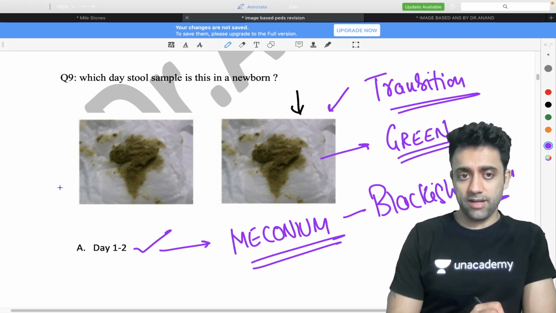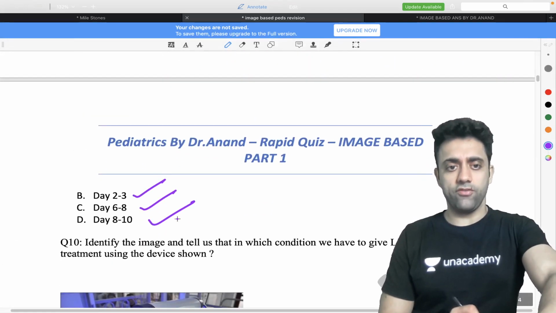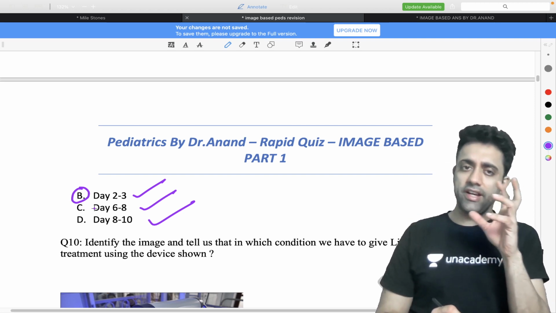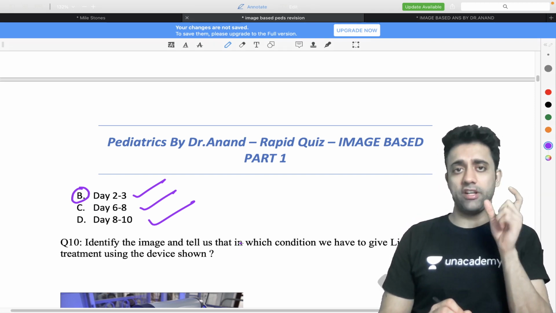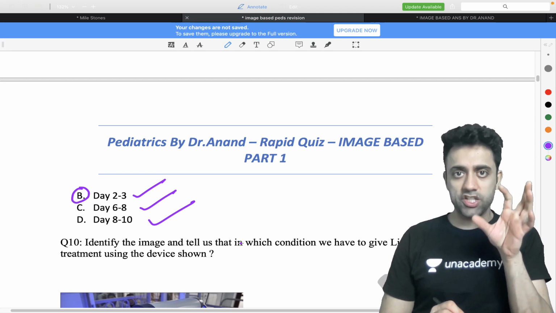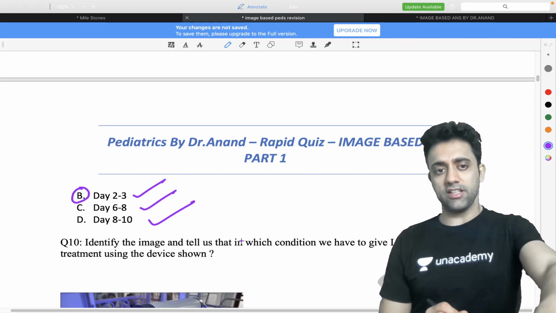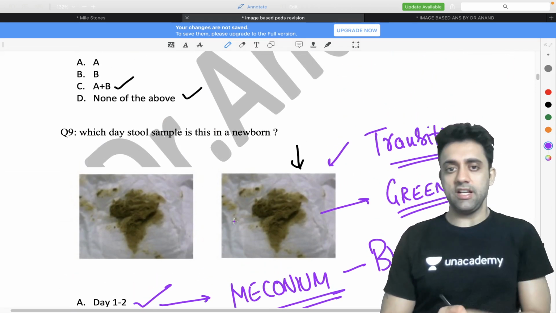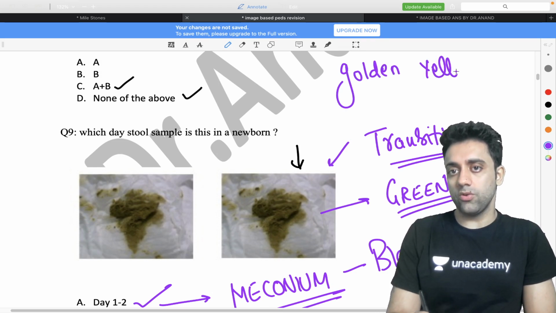And which day does it usually come? Roughly around day 2 onward, like day 3 and day 4. The best answer is day 2 to 4. The beginning 48 hours of life will be meconium, blackish green in color. The next 48 hours will be a transition stool, which is green in color. After that, day 4 or day 5 onwards, the baby will pass a golden yellow stool.